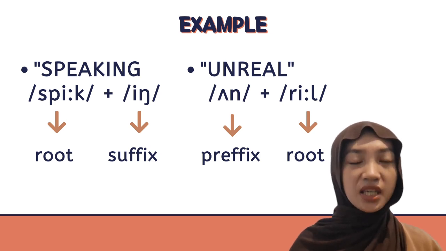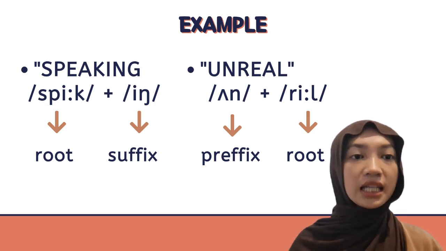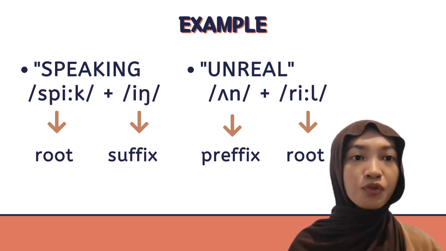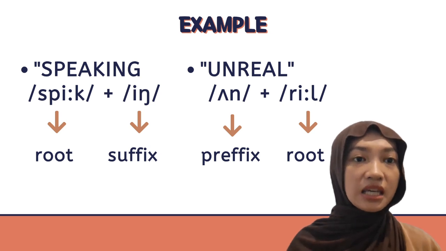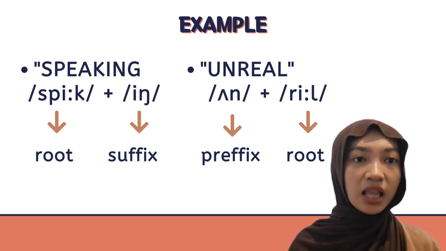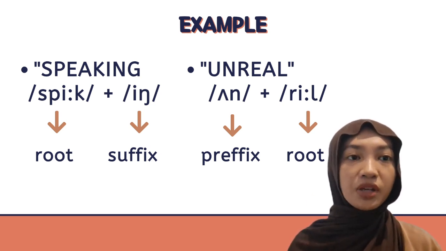In the word speaking, it has two morphemes, speak and ing. Speak is the root and ing is the suffix. Why is speak the root? Because speak is the main word of speaking, and ing is a suffix because we add ing after speak. And unreal. Unreal has two morphemes, un plus real, with un as a prefix and real as a root.